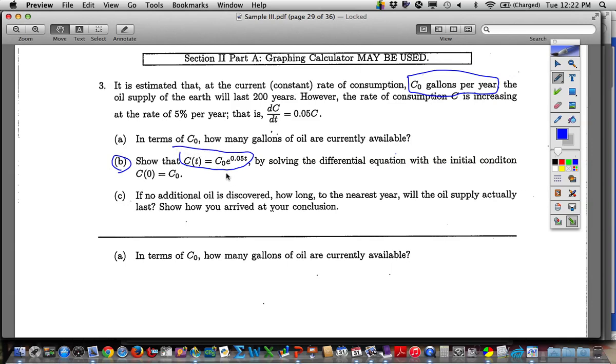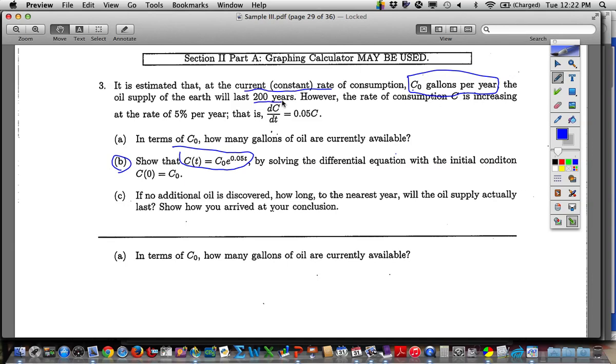And what does C stand for again? Gallons per year, the rate of consumption at any given year. But it's changing. Now, part A says, in terms of C sub 0, how many gallons of oil are currently available? Remember what they said back here. If we were to keep at this rate, our oil supply will last 200 years. Now, we're not going to, because the rate of consumption is going to increase. But if we did continue with our current rate of consumption, C sub 0, our oil would last 200 years.